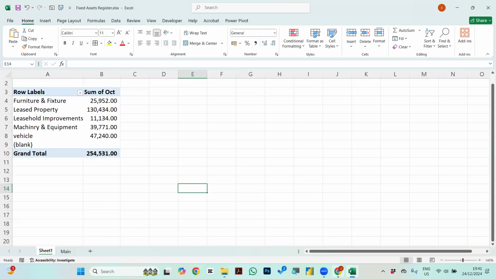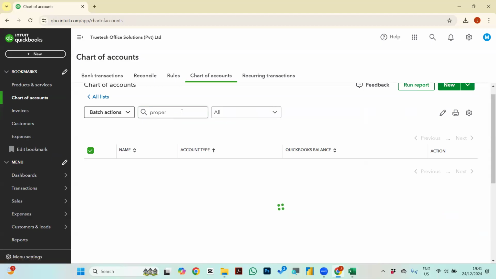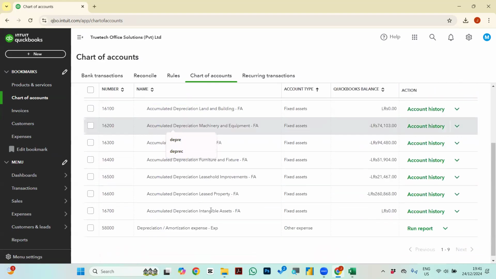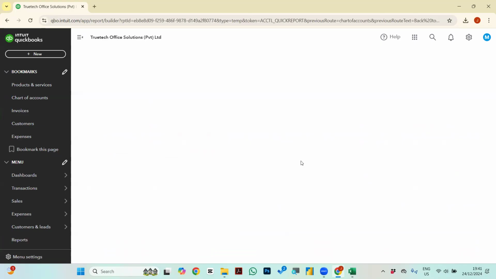So it's very easy. I'm going to go here. I'm going to find the previous transaction. It'll be easier if you find the previous transaction and copy it. So I'm going to say depreciation. I'm going to go to the depreciation account. This is the depreciation expense account. In the depreciation expense account, hang on, it usually takes a little time.